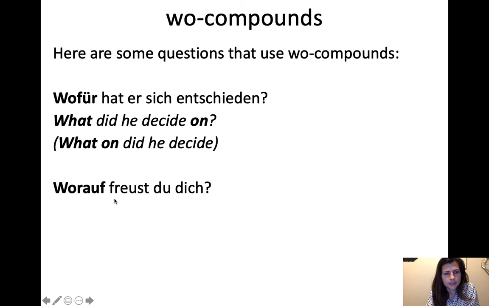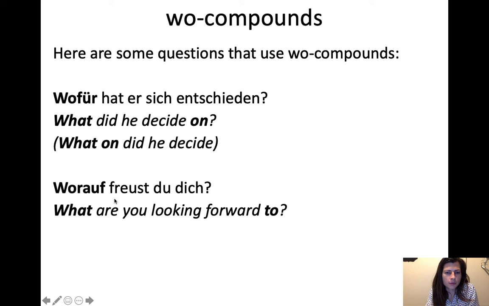Worauf freust du dich? Which is, what are you looking forward to? So sich freuen auf is to look forward to. So auf, look forward to. Auf is like to in this case. So the wo is like what, and then the auf is the to. And of course, the same rule goes for the da. If the preposition begins with a vowel, then we're going to use the r. So worauf, the r just appears to separate those.